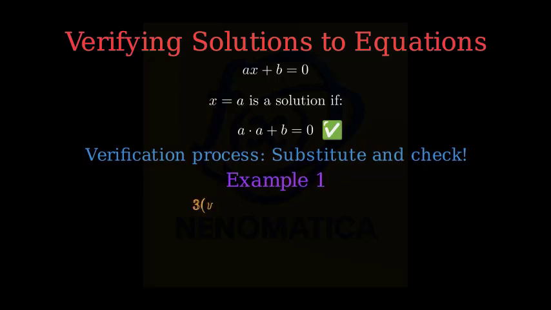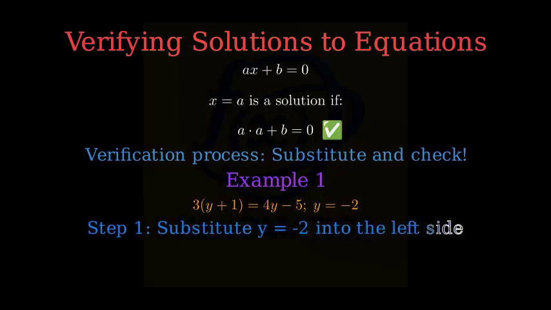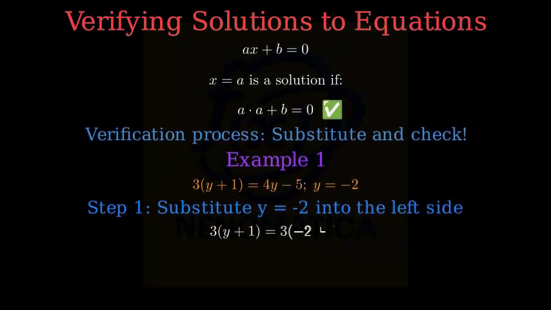Check if y equals negative 2 is a solution to the equation 3 times the quantity y plus 1 equals 4y minus 5. Step 1. Let's substitute y equals negative 2 into the left side of the equation. 3 times the quantity negative 2 plus 1. 3 times negative 1 is negative 3.